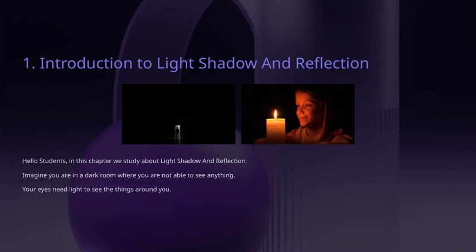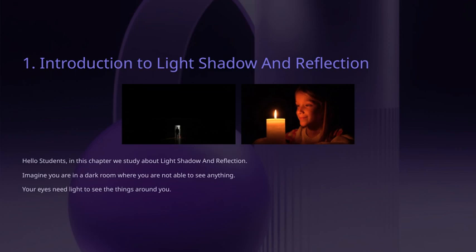Hello, students. Today we are going to explore light, shadow, and reflection. These are fascinating topics that help us understand how we see things around us. Imagine being in a dark room where you can't see anything at all. It's completely black, right? Now, think about how your eyes need light to see objects. Without light, everything remains hidden. Light is essential because it allows us to see things clearly.